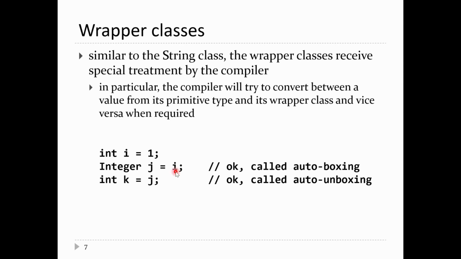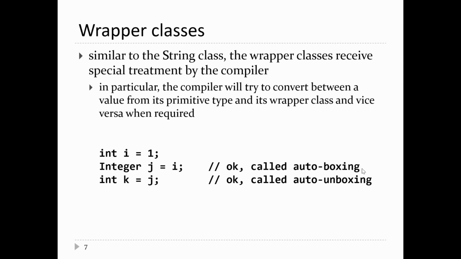So i is an int. Normally, if I want to store an int in some other type, the types have to match. Integer doesn't match int, so normally this wouldn't work. But because Integer is the wrapper type for int, that works. In other words, the compiler silently makes an Integer object whose value is 1, and then stores a reference to that in j. That's called autoboxing.